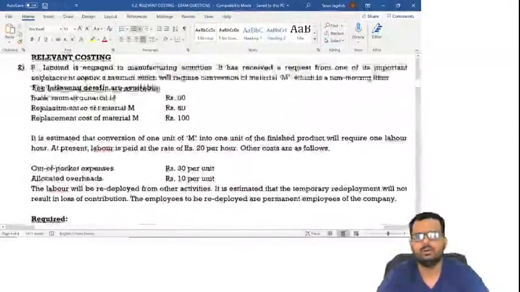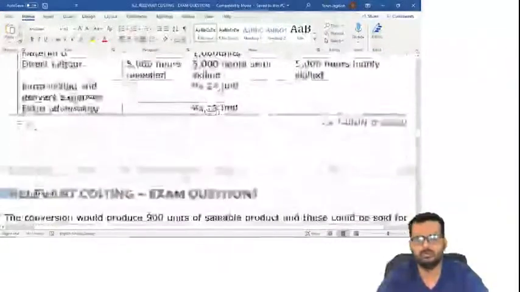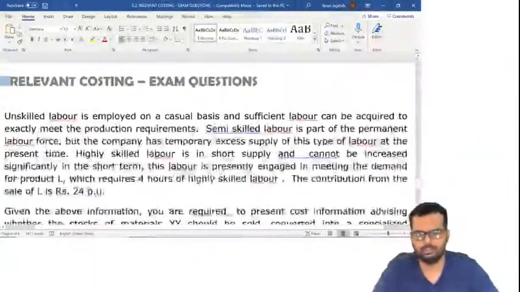Now tomorrow we will do questions 1, 2, 3, 4. These questions will be upgraded with the latest study material problems. These were all the questions in the old syllabus.